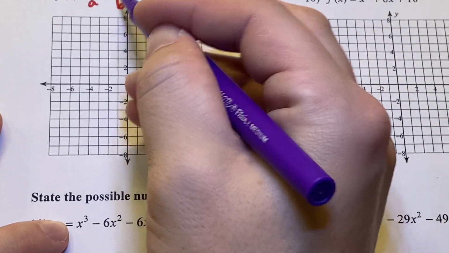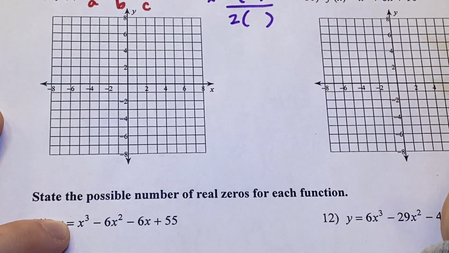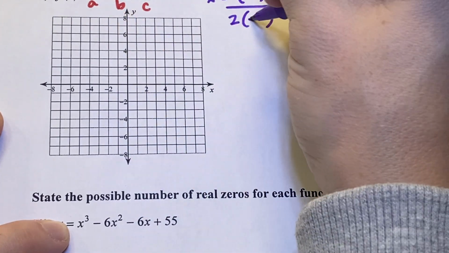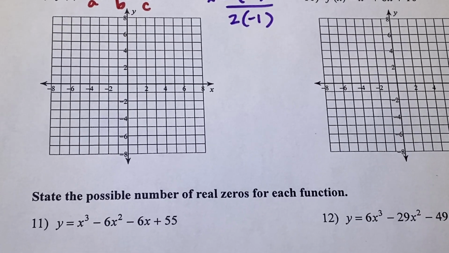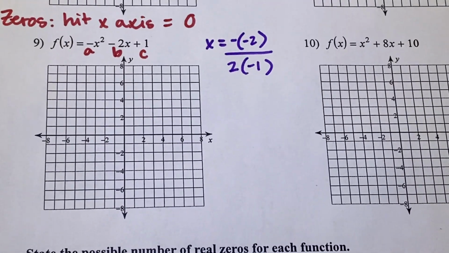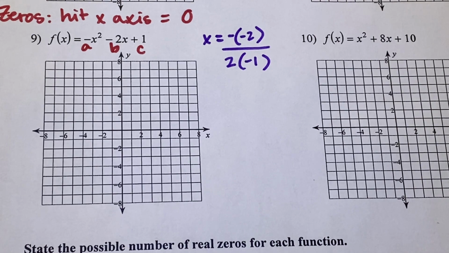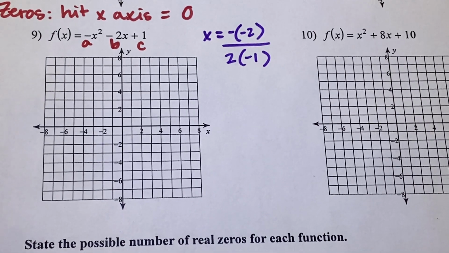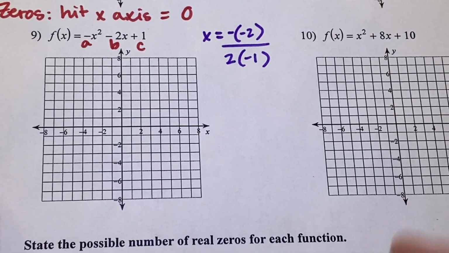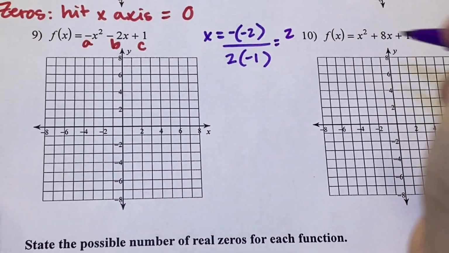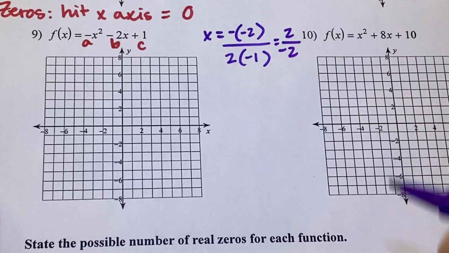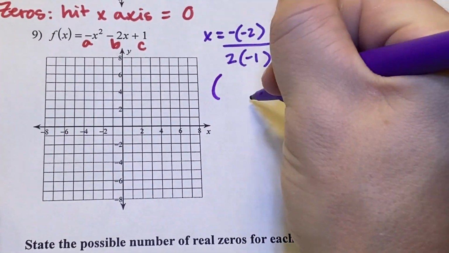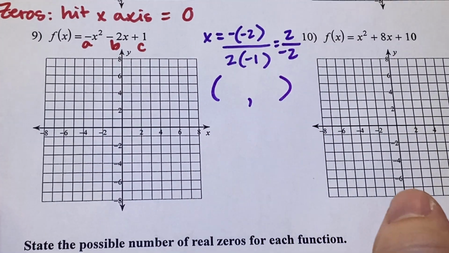Okay, well my B is a -2. My A is a -1. What happens when I have that double negative on top? Turns into a what? Double negative turns into a positive. So we have 2 divided by 2 times -1, which is -2. What is 2 divided by -2? 0.